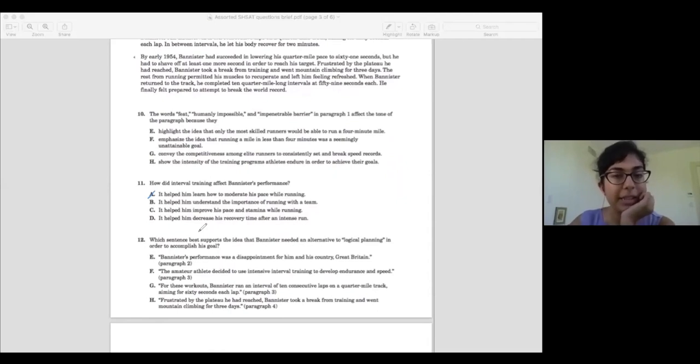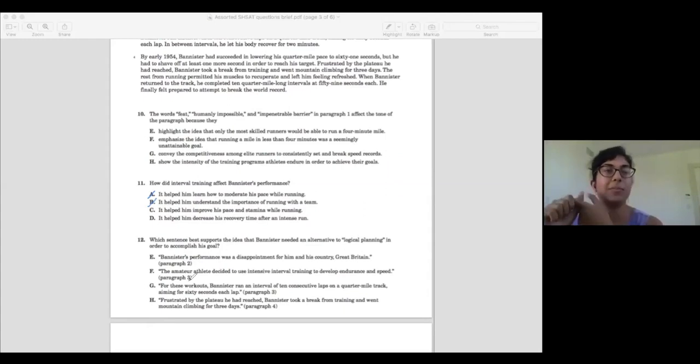B, it helped him understand the importance of running with the team. Nothing was said about a team, right? Remember, this is zoom in. Even if they use the word team somewhere else in the passage, I do not care. It's not relevant to this question, right? So we eliminate it. Helped him improve his pace and stamina.